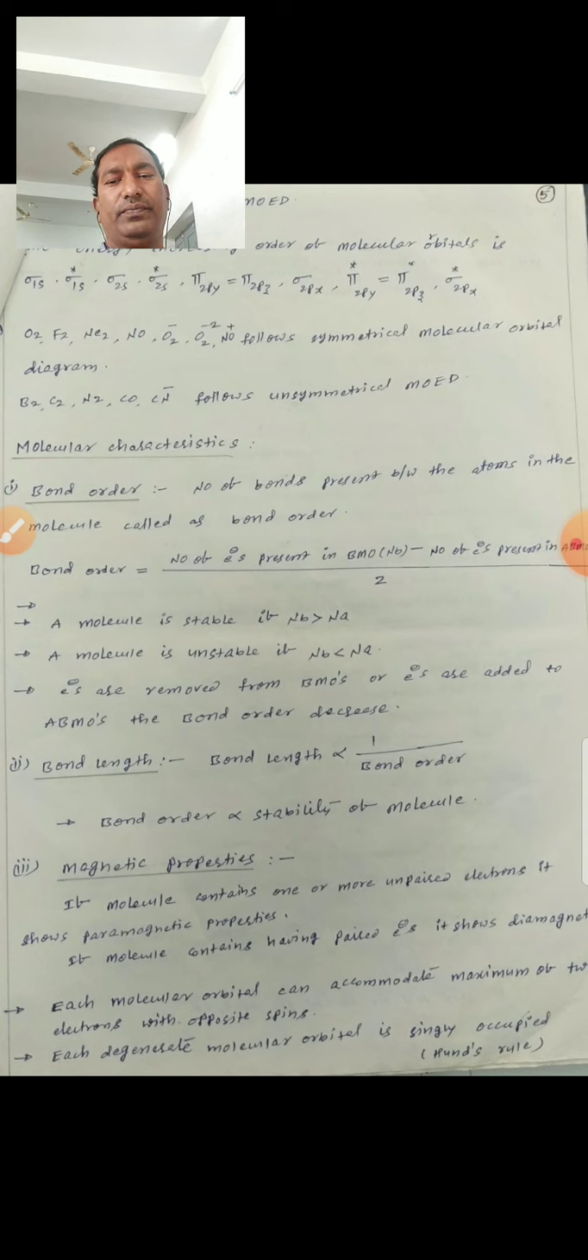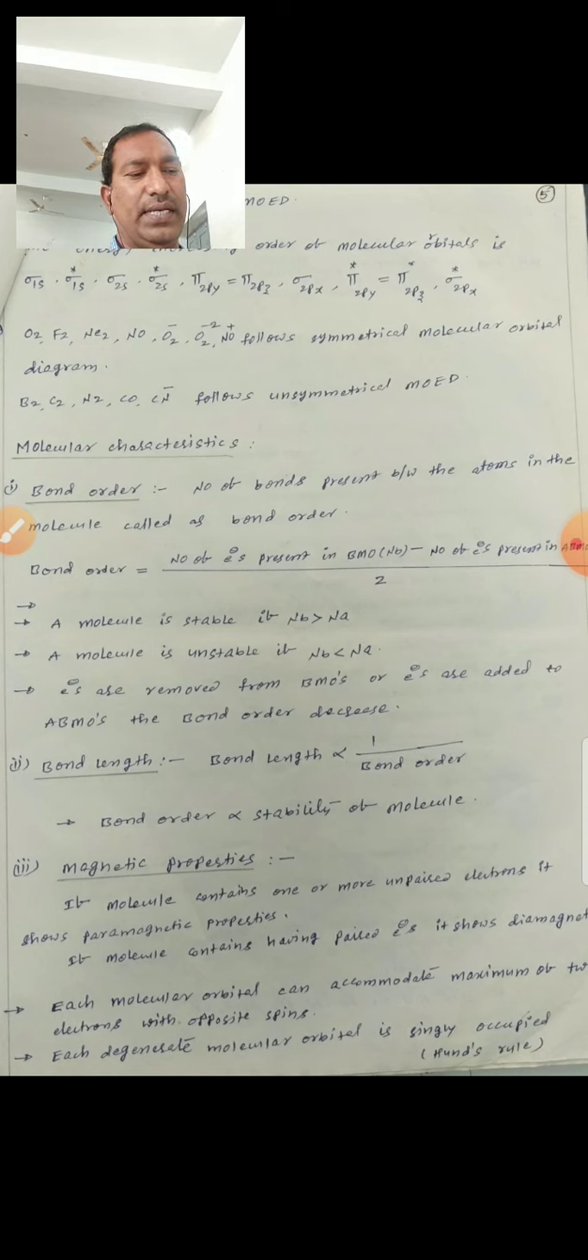Next point, each molecular orbital can accommodate a maximum of 2 electrons with opposite spin. Next, each degenerate molecular orbital is singly occupied according to Hund's rule. Once singly occupied, then the electrons will be paired. So if there are unpaired electrons, the molecule is paramagnetic and generally reactive. Otherwise, it is diamagnetic.